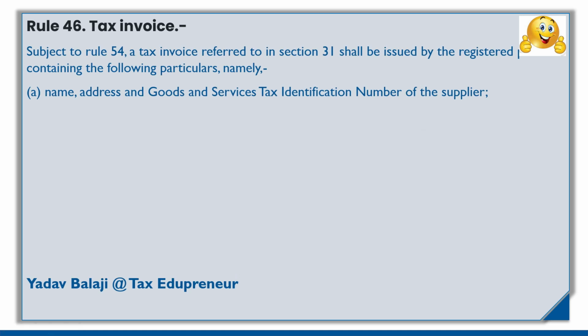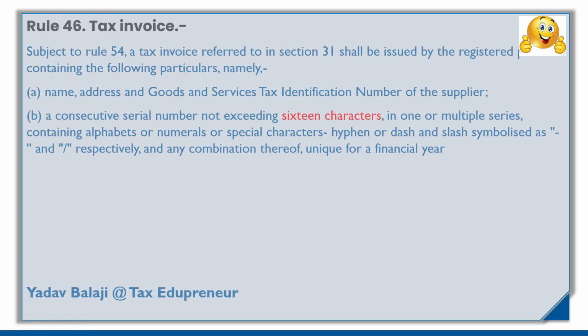Subject to Rule 54, which talks about the specified cases, the tax invoice referred to in Section 31 shall be issued by a registered person containing the following particulars. So what are the things? If a supplier is issuing an invoice to the recipient, what needs to be in the invoice? First, the name, address and GST number of the supplier. Who is supplying, from which address, that needs to be mentioned.